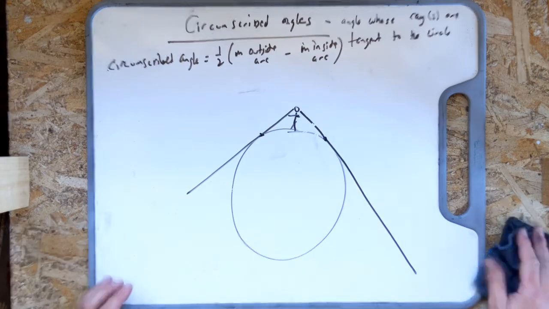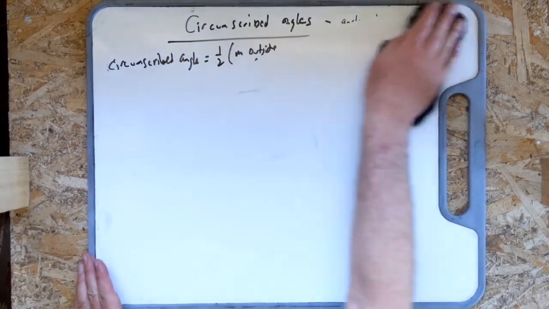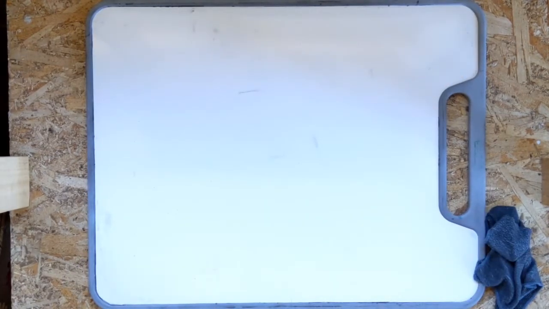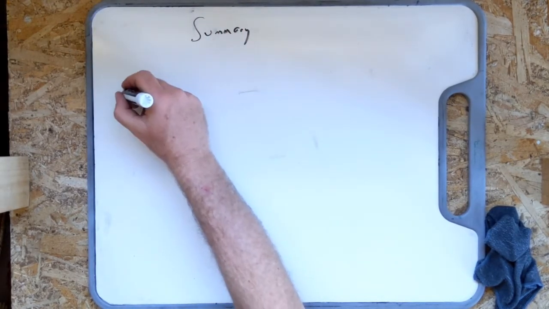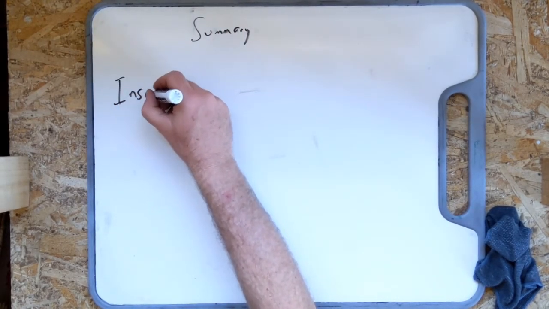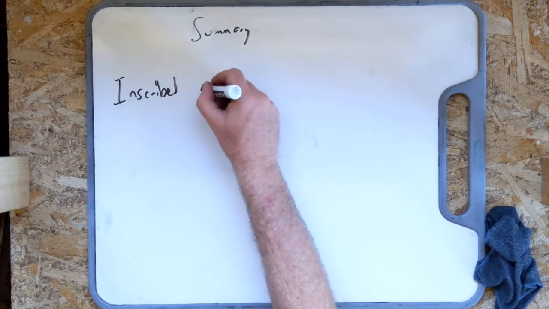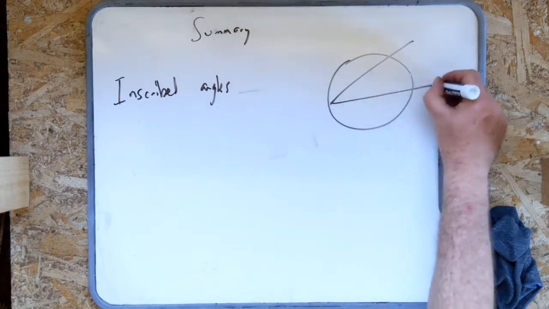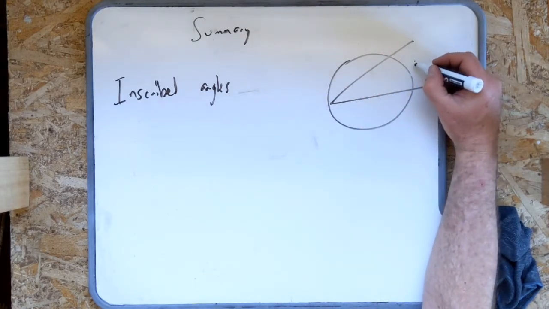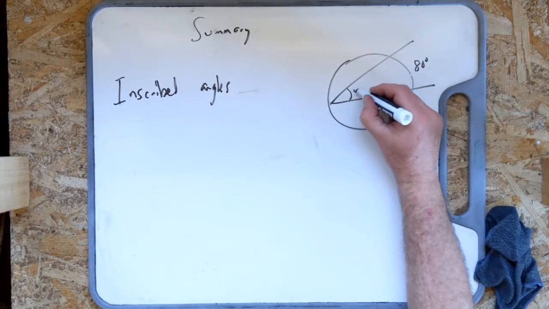All right, that's it. Let me do a little summary first, and then I'll give you the homework. So, summary. We have inscribed angles, which are like this. And if, say, this is 80 degrees, this is half of it, 40 degrees.